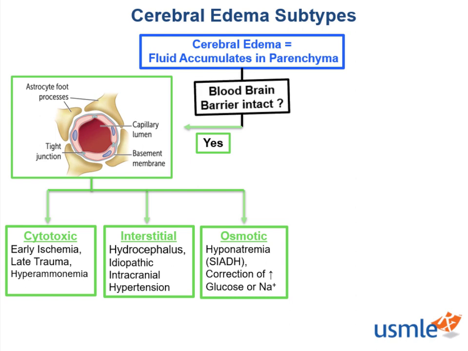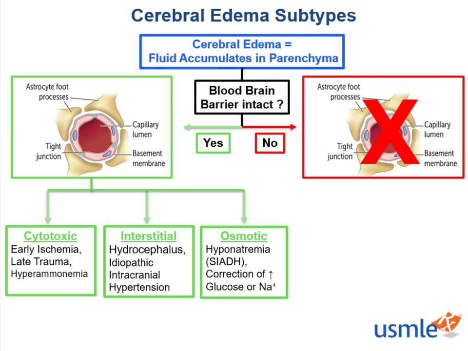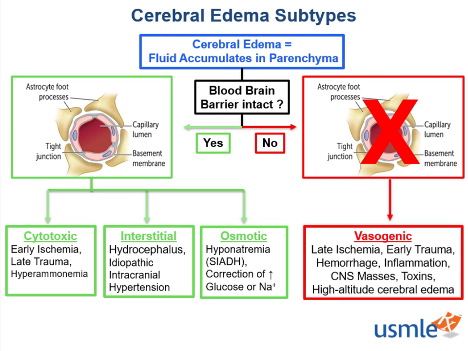Looking back at our original question, if the blood-brain barrier is not intact, then the subtype of cerebral edema is called vasogenic edema, with causes including the late phase of ischemia, the early phase of trauma, hemorrhage, inflammation, central nervous system masses, toxins, and high-altitude cerebral edema. All processes that damage the blood-brain barrier, as we'll discuss.